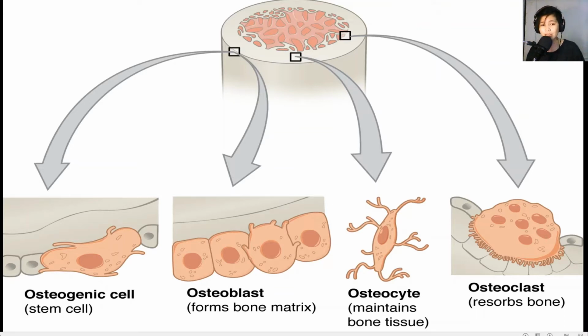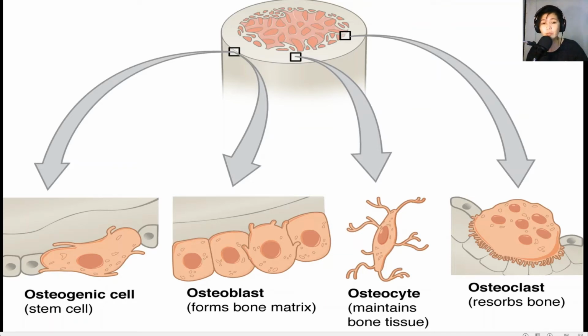And the last cell is osteoclast, in which it has a ruffled border, which increases the surface area of the osteoclast. The main function of this one is for bone resorption. So these are the different cells that can be found in your bone.